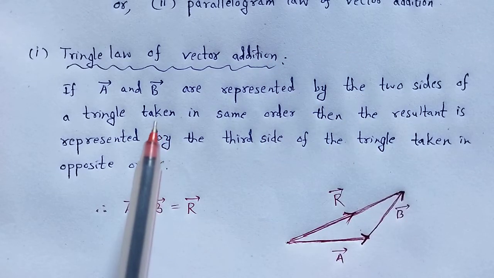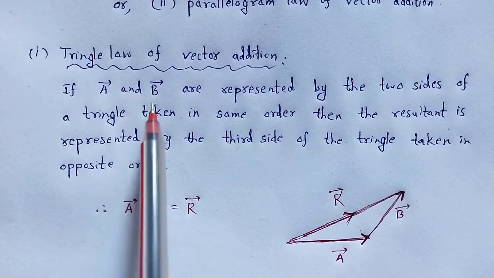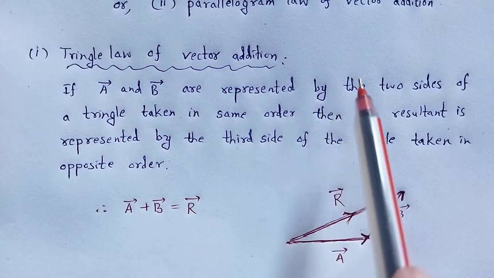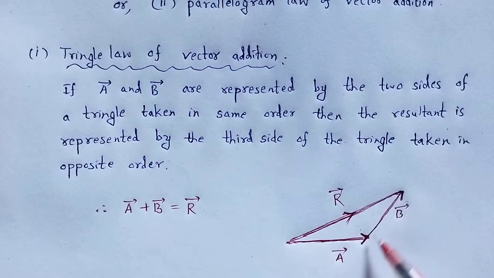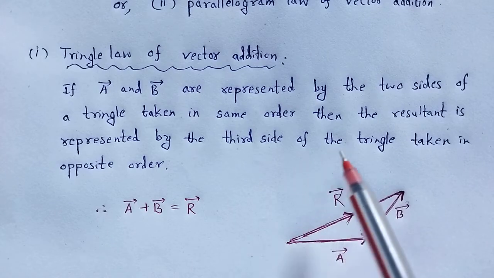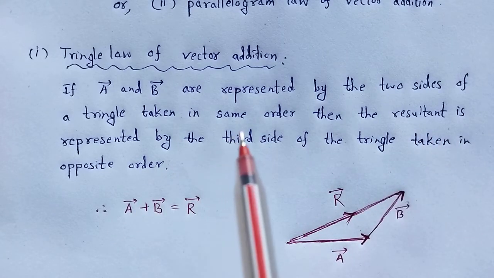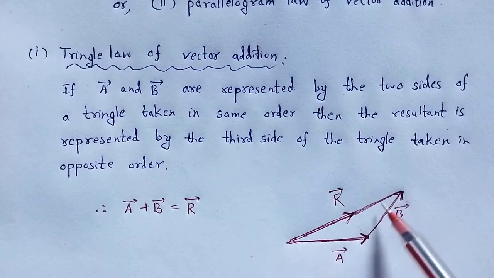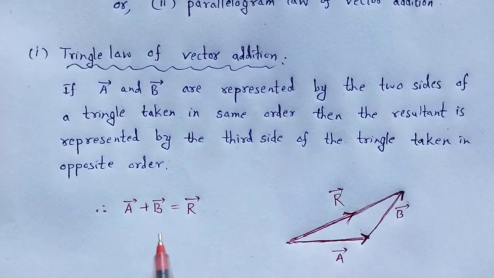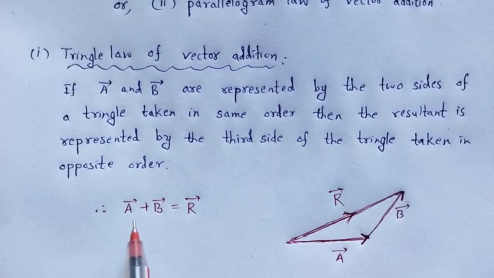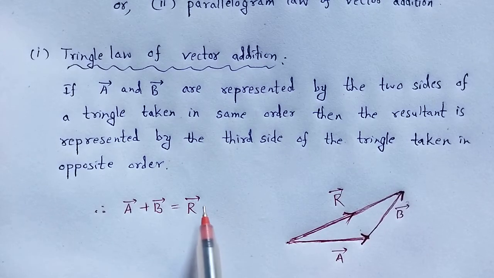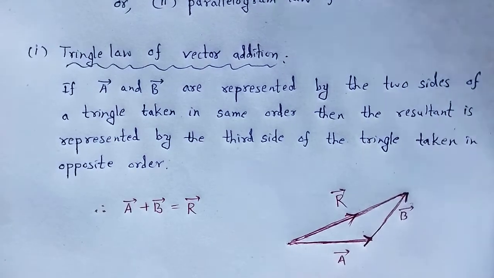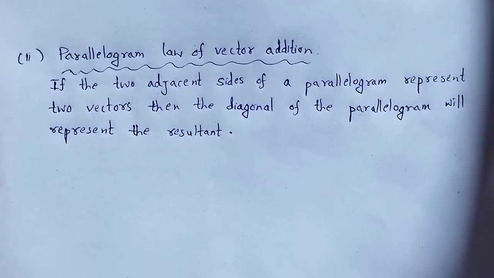Again I repeat, if A vector and B vector are represented by the two sides of a triangle taken in the same order, then the resultant is represented by the third side of the triangle taken in opposite order. That means A vector plus B vector is equal to the resultant, that is R vector. Another law of vector addition is the parallelogram law of vector addition.